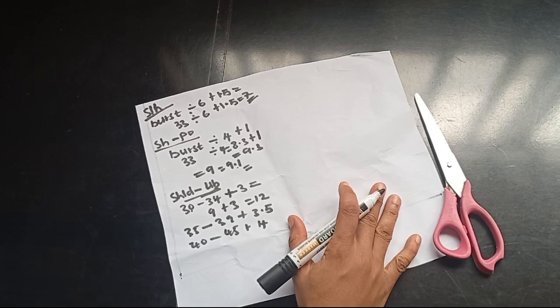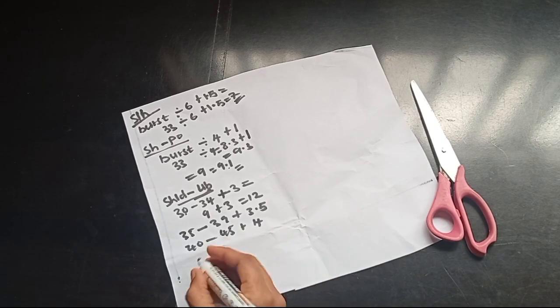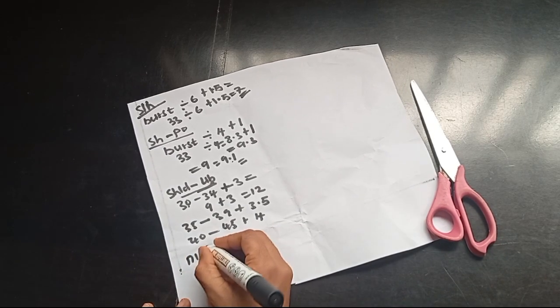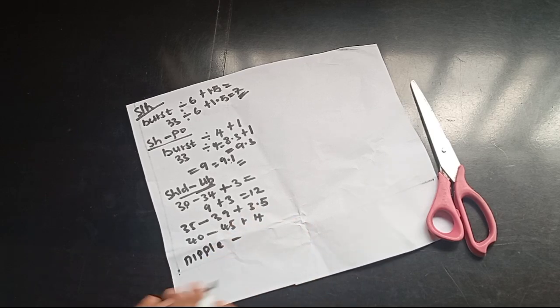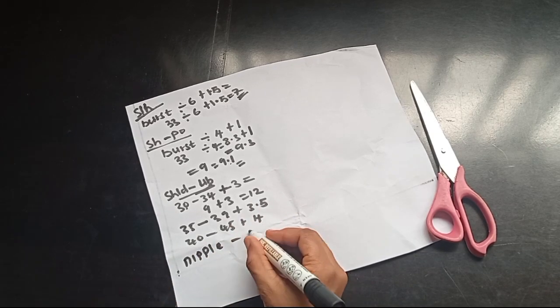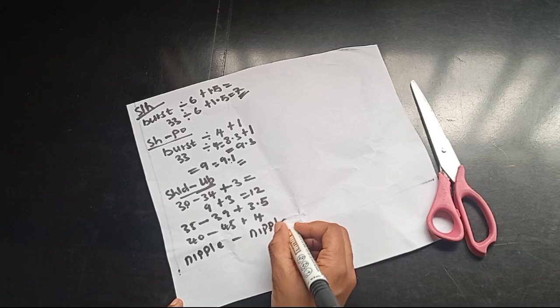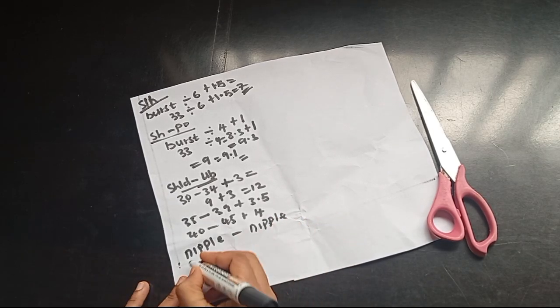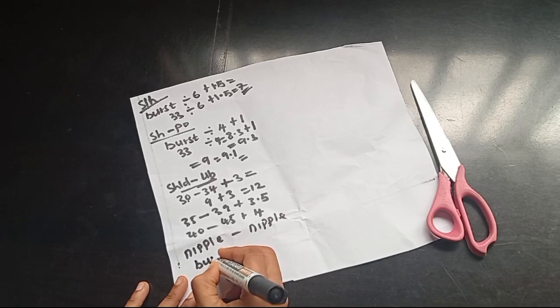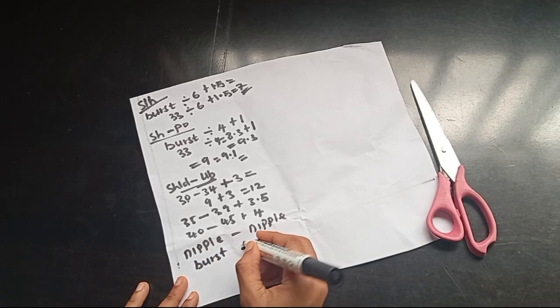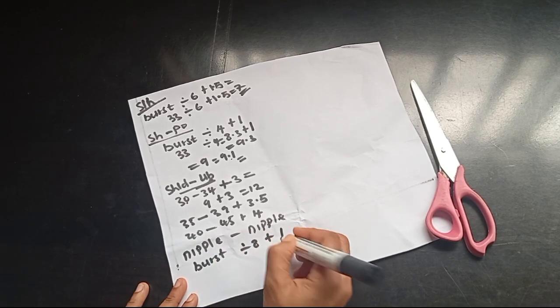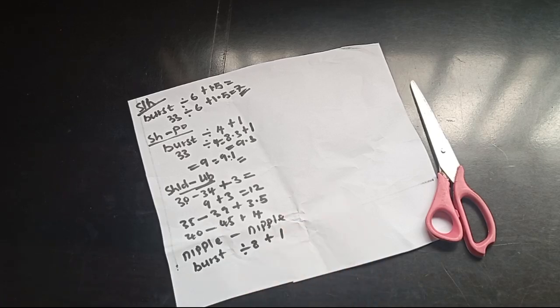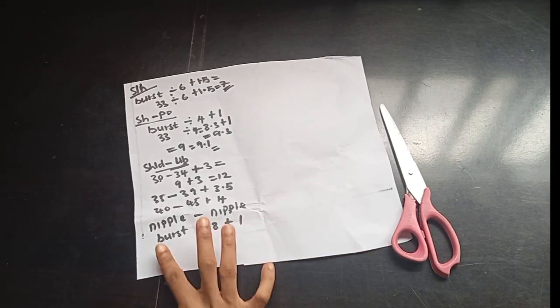Now let's move over to the nipple to nipple point. For this, I'm going to be sharing 3 different methods. The first method is where you divide your round bust measurement by 8 plus 1 inch. If I divide my round bust measurement by 8 and add 1 inch, that is one method.